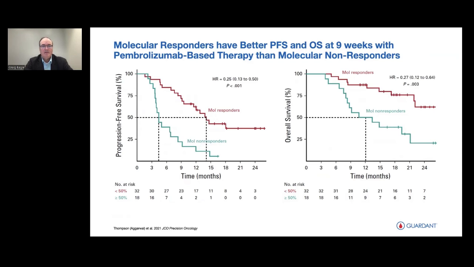So again, how does this enable us to personalize immune therapy? And one can consider the molecular non-responders could be a group that could be focused on for additional therapy on top of their standard of care for immuno-oncology.